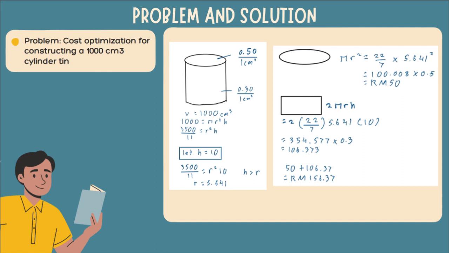For the bottom we use the formula 2 pi RH. So you calculate, you got 354.577 multiplied by 0.3, and we got 106.373. And you measure for the bottom. So for the total we got 50 plus 106.36. So we got top and bottom for a total of 156.37. So that's all. Thank you.